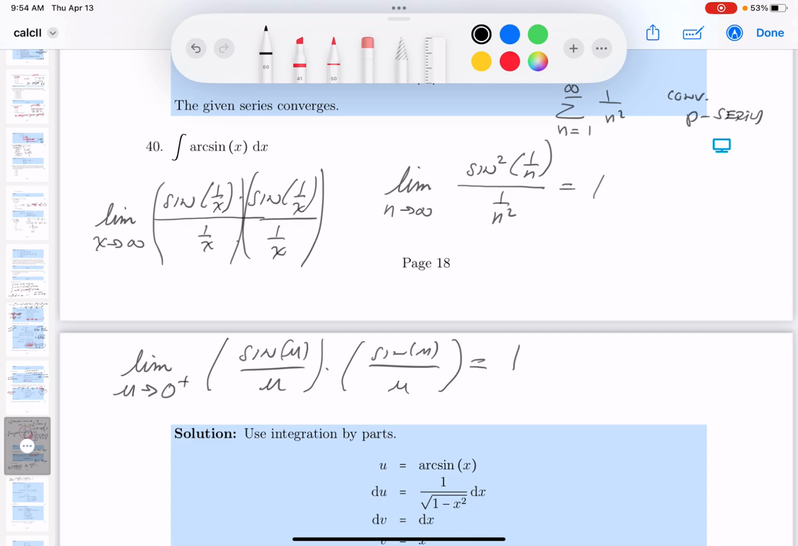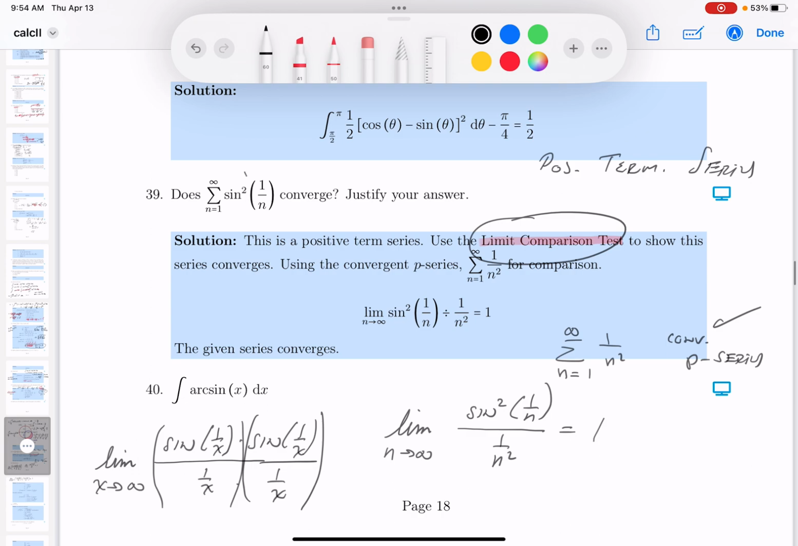So here's the deal. What do I know about this series over here? This series converges. This means this given series converges over here. And we are done. Thank you.